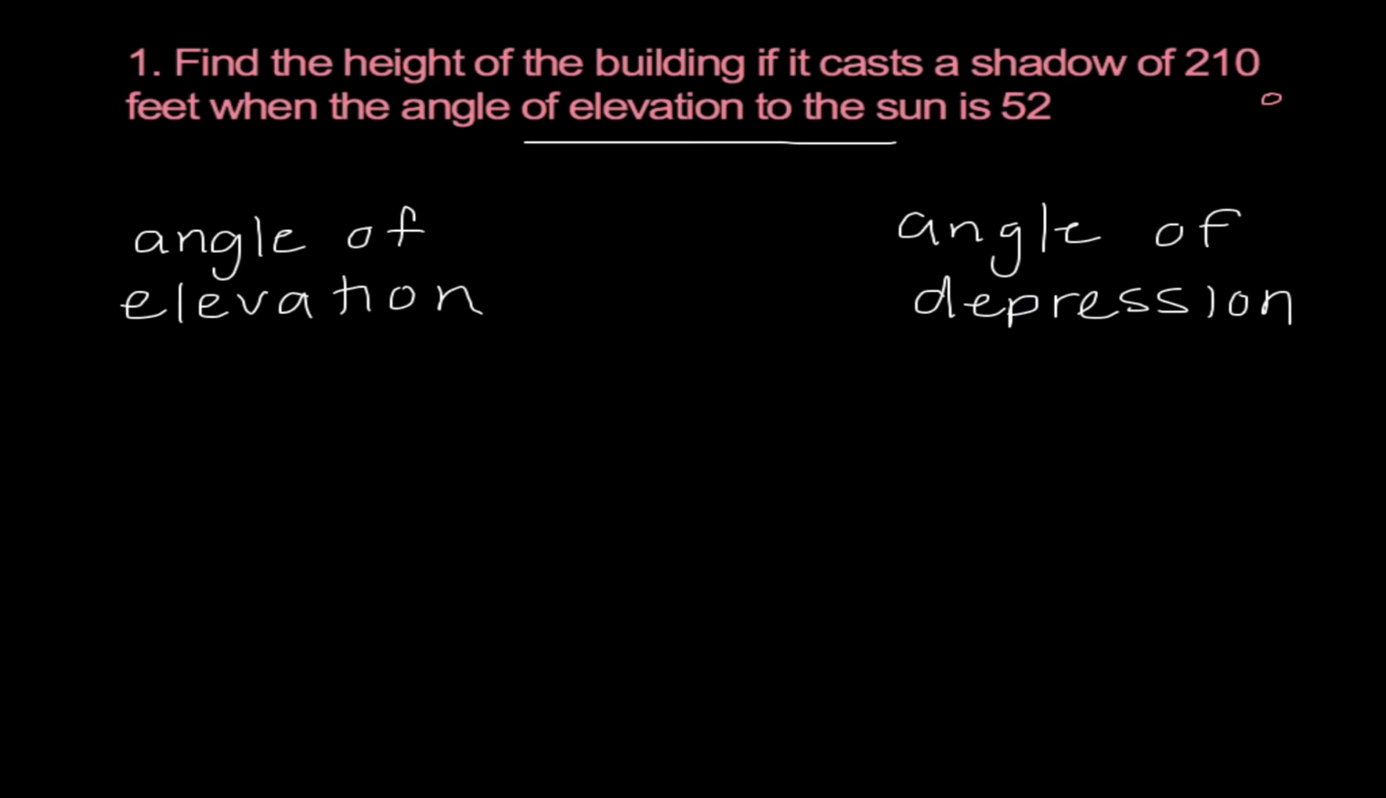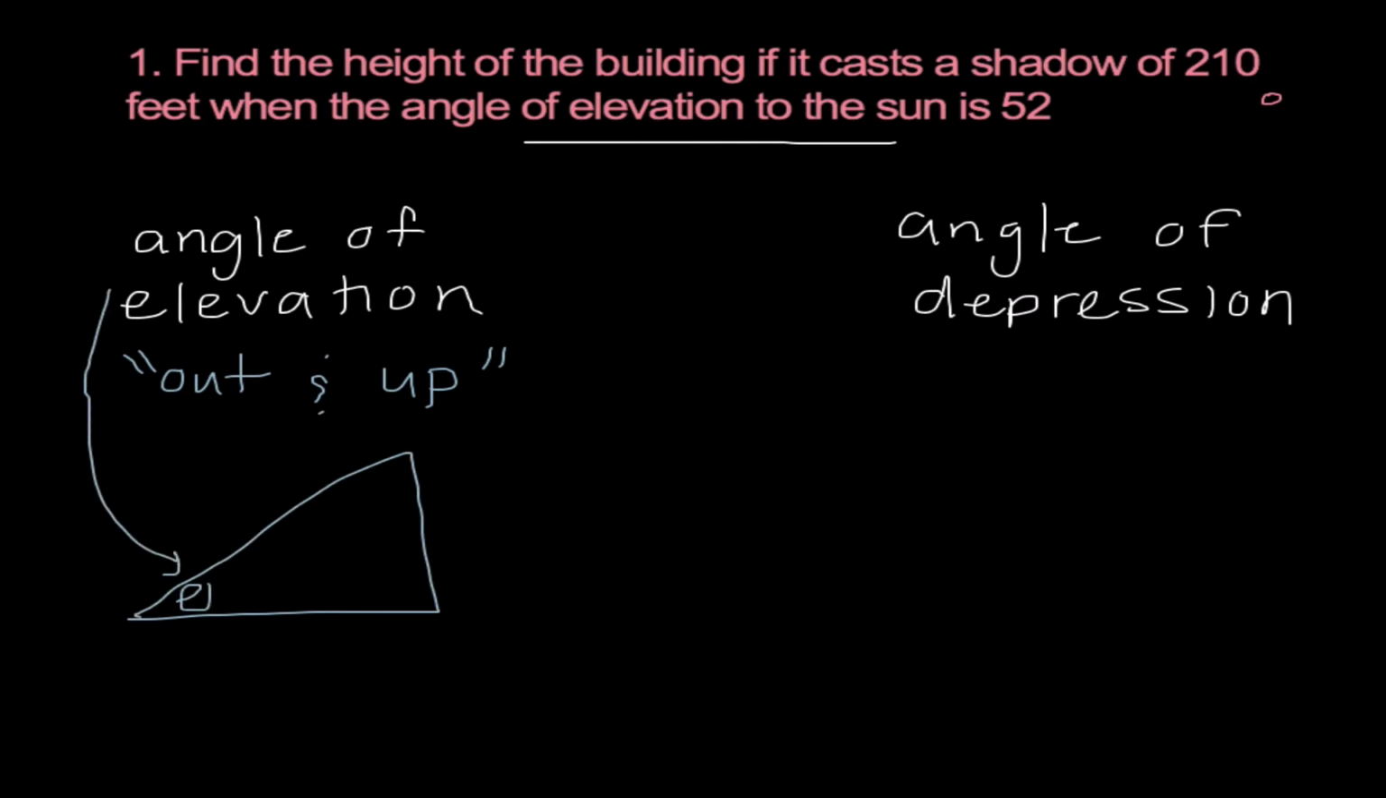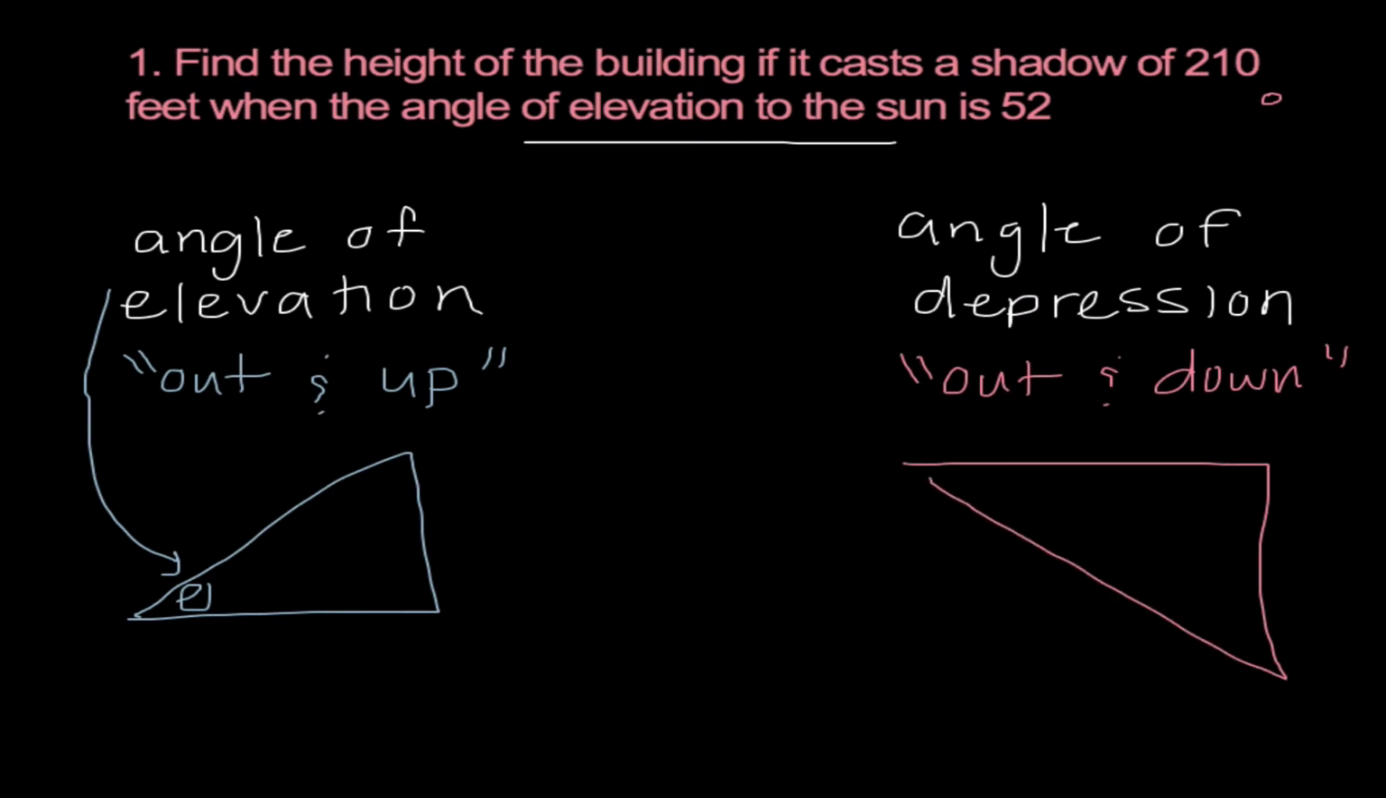With an angle of elevation, we draw our triangle out and up. This angle of elevation is the angle that is created from going out and up. An angle of depression is what is formed when we go out and down. So we can see that an angle of depression forms a completely different shape of a triangle. So it's important that we know what these 2 different terms mean.